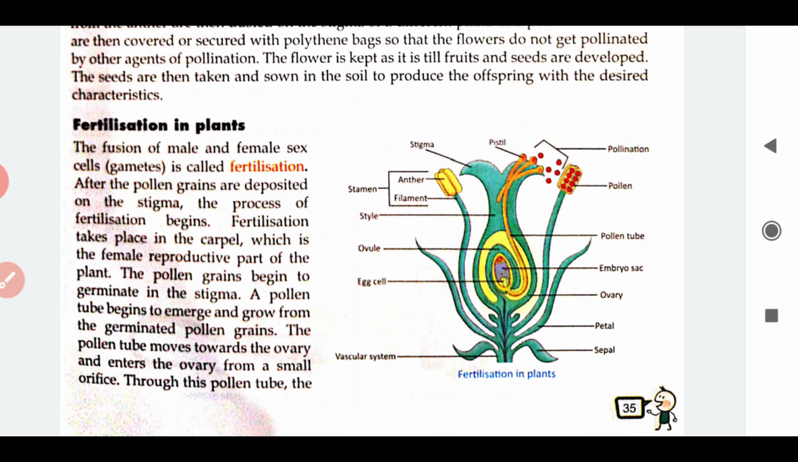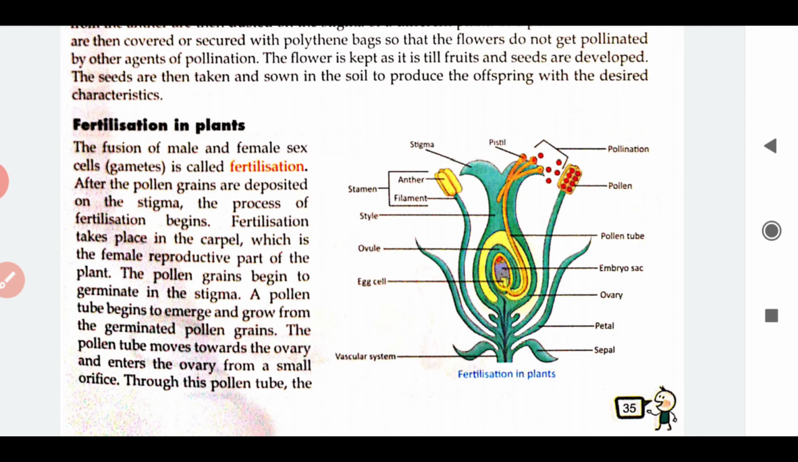A pollen tube begins to emerge and grow from the germinated pollen grain. आप देख रहे हैं यहाँ पे pollen tube का फॉर्मेशन हुआ है. जैसे ही वो स्टिग्मा पे आके स्टिक होता है वहाँ पे वो pollen ब्रेक होता है, जर्मिनेट होता है और pollen tube का फॉर्मेशन करता है और उस pollen tubes के थ्रू pollen अंदर जाते हैं.